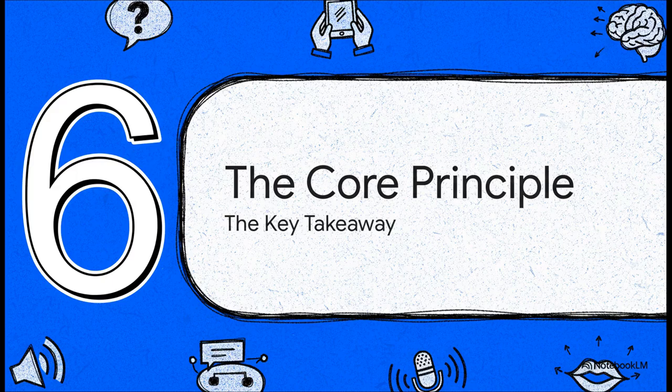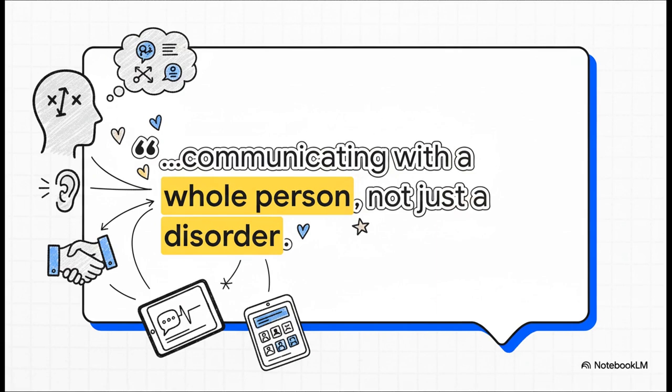So we've walked through the causes, the different types, the treatments, the strategies, but all of this, every single bit of it, really just points to one single powerful idea. This is the most important takeaway of all. Let this one really sink in. You are communicating with a whole person, not just a disorder. Behind the slurred words or the struggle to find a phrase is a person with a history, with ideas, with feelings, with a soul. Always, always remember to see the person first.